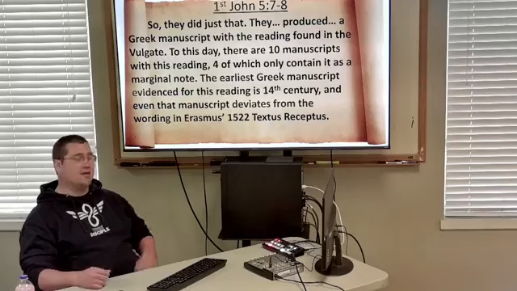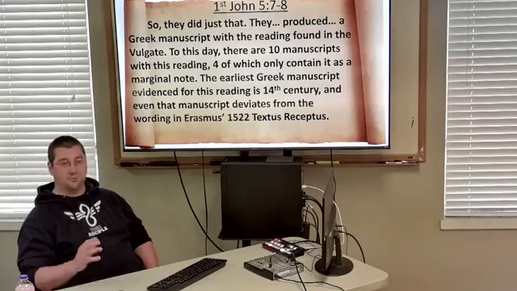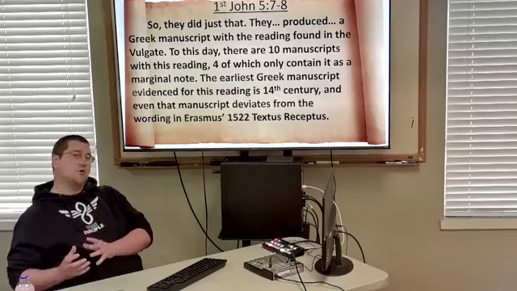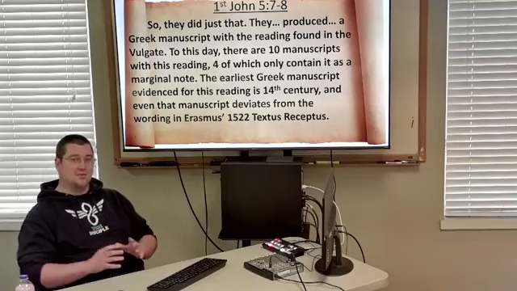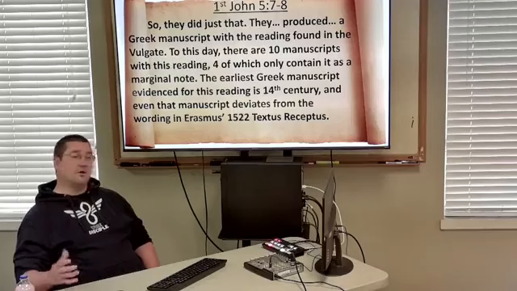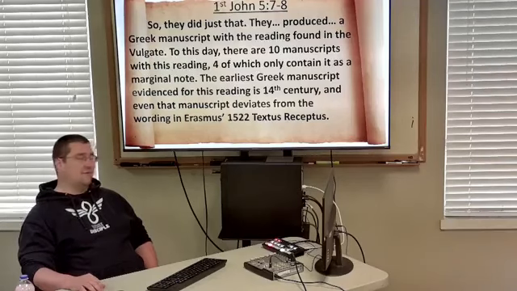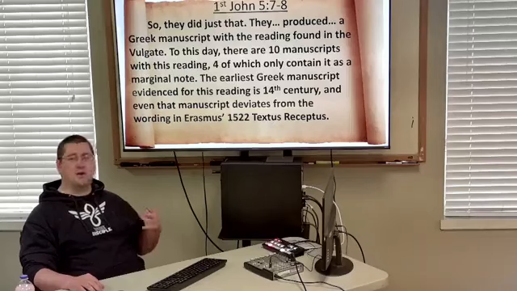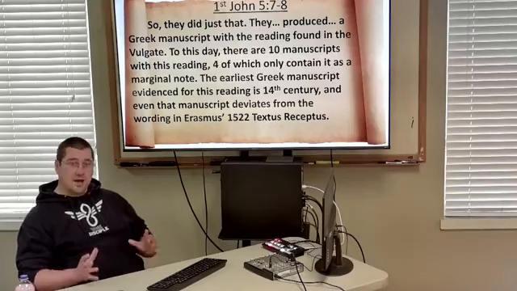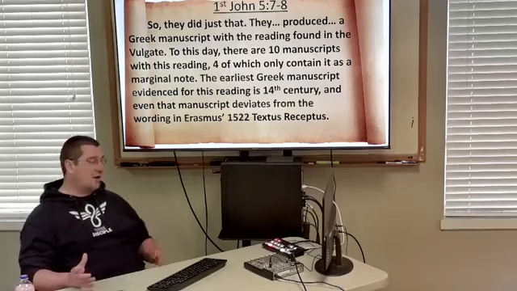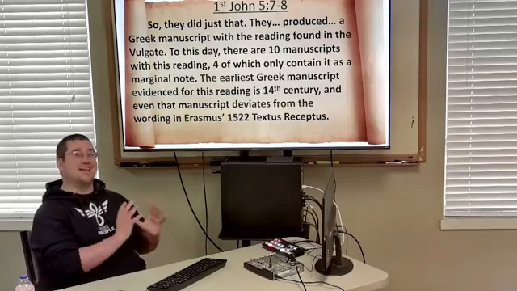And to this day, there are a total of 10 manuscripts with the reading. 4 of those 10, it's only contained as a marginal note. It's not in the main text. So there's 6 where it's in the text, 4 where it's in the margin, and the earliest Greek manuscript for this reading is 14th century, and that manuscript is called Codex Montfortianus. So in the 1300s, you're looking at 1,300 years after the time of the apostles before you have this in any Greek manuscript.